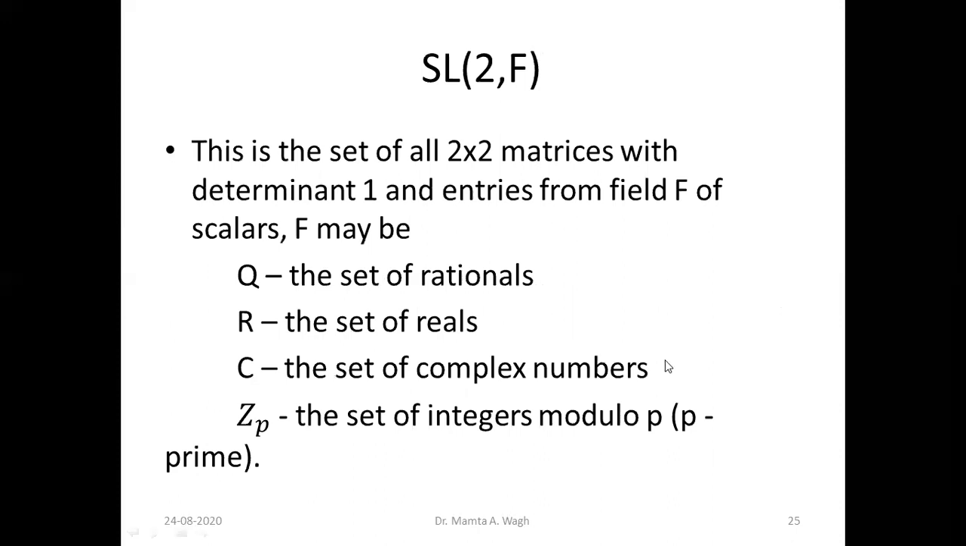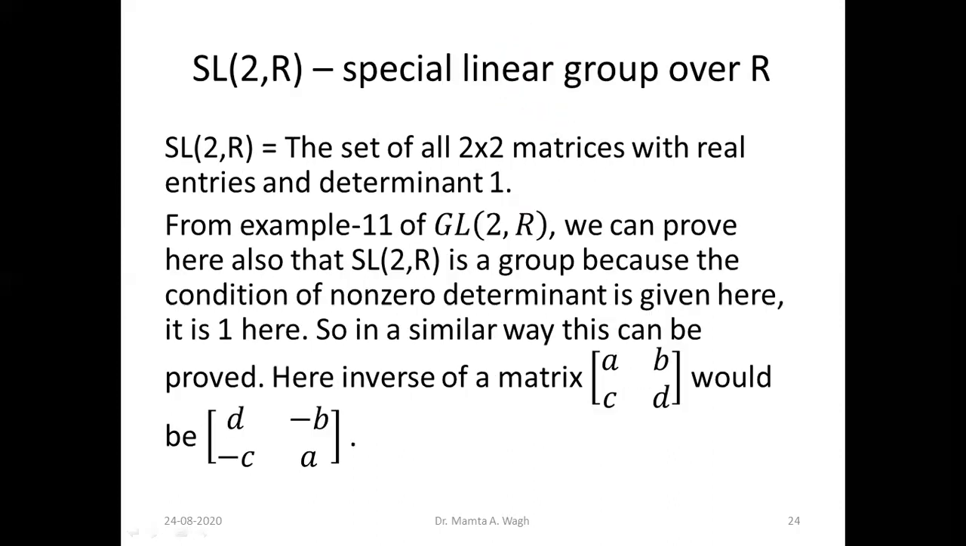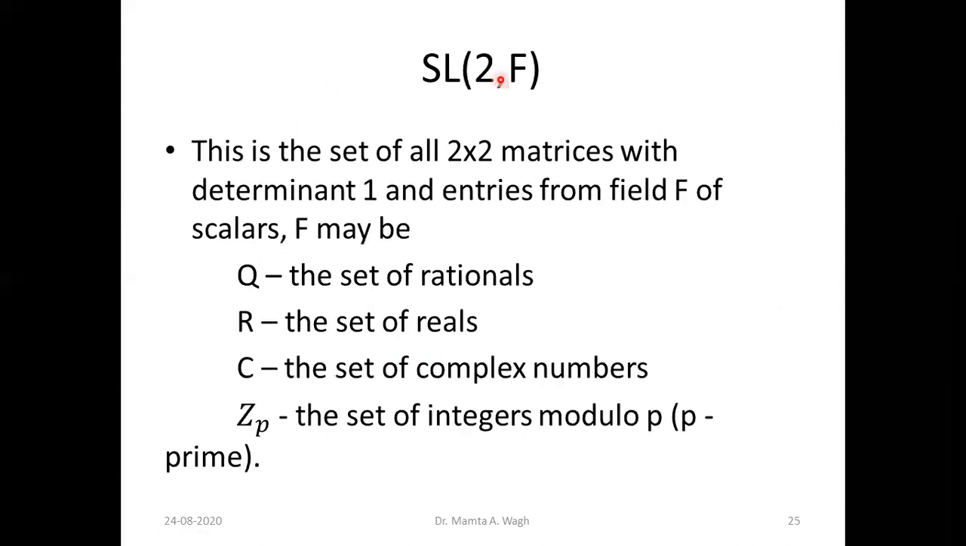Next example is this SL2F. Why are we writing F here? F denotes the field of scalars. Here we were taking the set R, the set of real numbers, in SL2R. The entries of the matrices are coming from the real numbers. So this is a general example. Here we are taking F.